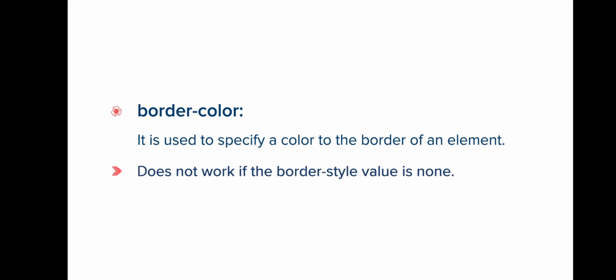Next is the border color property. It is used to specify a color to the border of an element. Similar to the border width property, this property also does not work if the border style value of an element is none. The syntax is also similar to that of the border width property.